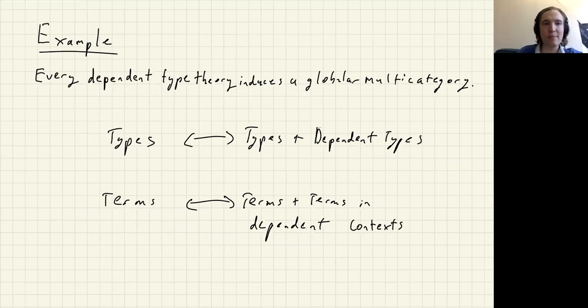So here's an example that hopefully justifies the terminology. Every dependent type theory induces a globular multi-category where the types in the type theory are exactly the types in the globular multi-category, or the dependent types in the type theory, the dependent types in the globular multi-category. And the terms are then terms and dependent terms in the type theory as well. But where we restrict the contexts quite a lot, so that the contexts have to be globular pasting diagrams.